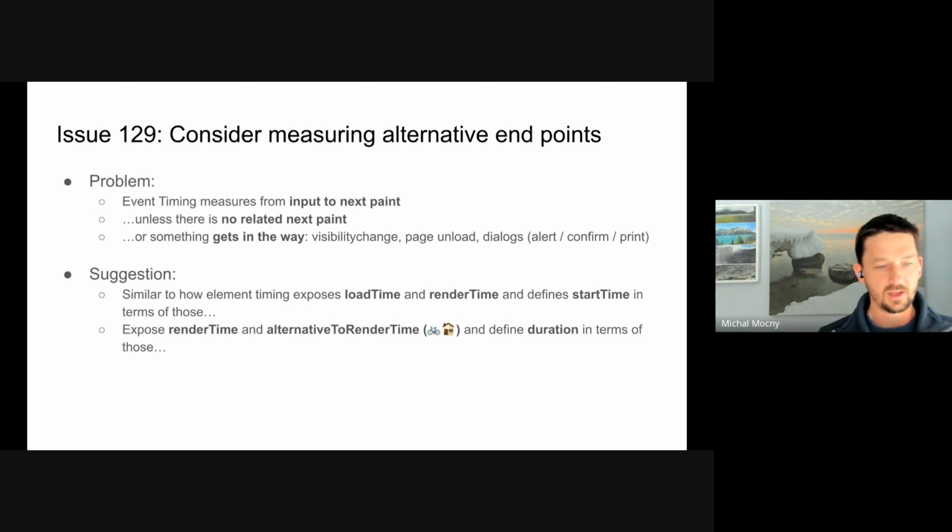So could we, and I think we've discussed various forms of this, expose the actual type of time value that duration is based on? There could be a render time, but there could be some alternative to render time. We can bike shed the name. And then we'll define the event timing duration in terms of those fundamental things. So you'll know, oh, actually, in this case, this event had no related paint. That's why it's short.